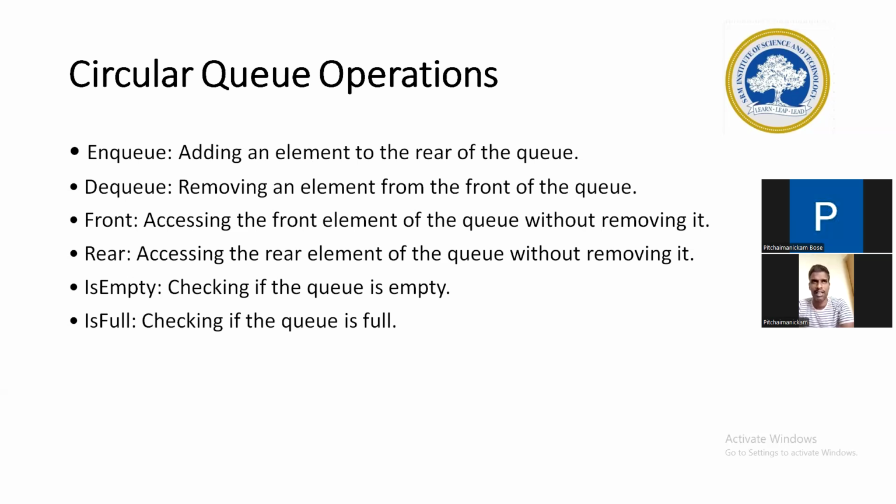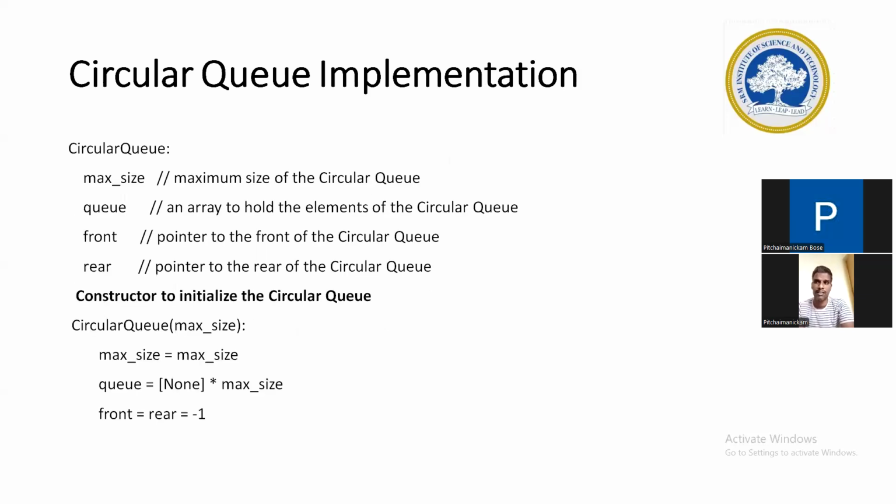Another two important points are isEmpty and isFull. We check whether the queue is empty or full. Empty means we are not able to delete any element, and full means we are not able to insert any element. These are the two important functions for checking the behavior of a circular queue.